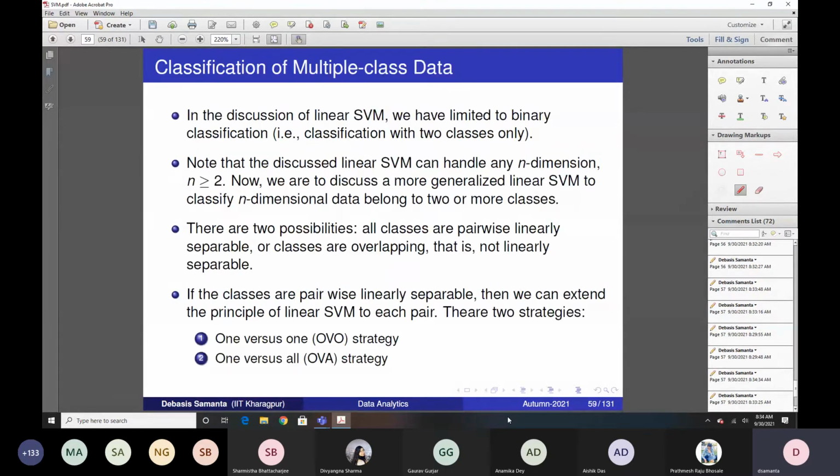So this is about the linear SVM, and what we have learned so far: the concept of SVM, then linear SVM, and then binary class classification. So we have discussed how binary class classification can be done using the SVM concept. So far as binary class classification is concerned, it is very good, absolutely not an issue. Computationally also it is efficient, but there is again a problem.